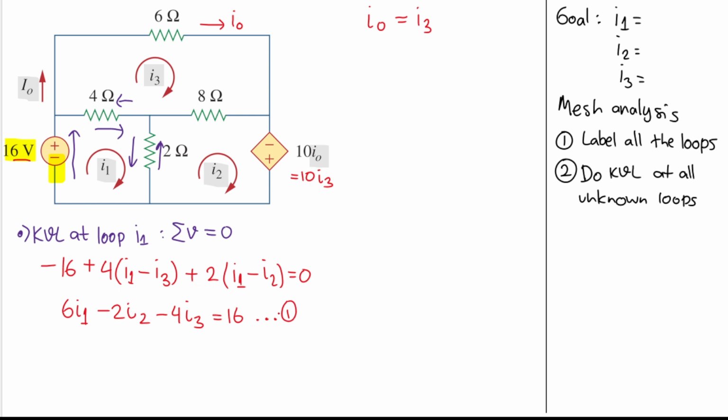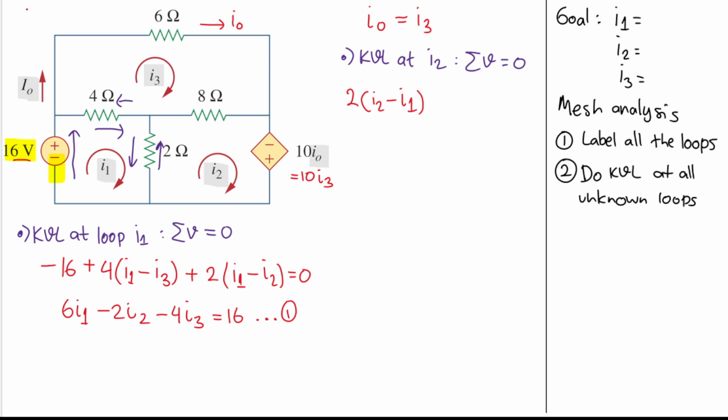Good. Now what can we do next? We need to do KVL at loop number 2, which is this one here. Let's do exactly that, KVL at I2. KVL says that the sum of the voltages in a loop will equal 0. Let's start from this 2 ohm resistor here. We will have 2, but we are working on I2 now, so I2 comes first. Let's see here, I2 is flowing up, but I1 is flowing down, so I subtract I1 from it, like this.